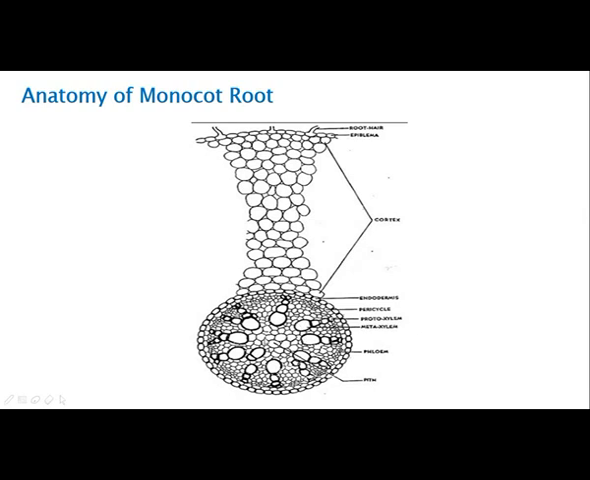The pith is more developed. As I told you, in case of dicot root, the pith is either less developed or in maximum cases absent. But in case of monocot root, the pith is more developed. So these are some of the differences between the dicot and the monocot root. The rest of the structure, that is the epiblema, the cortex, the endodermis, the pericycle, are the same.